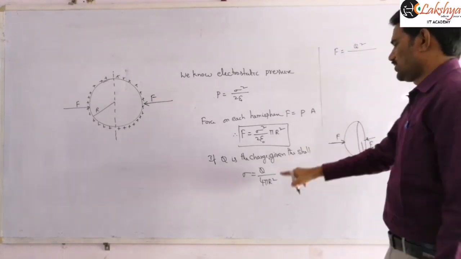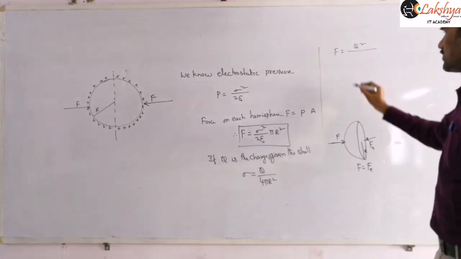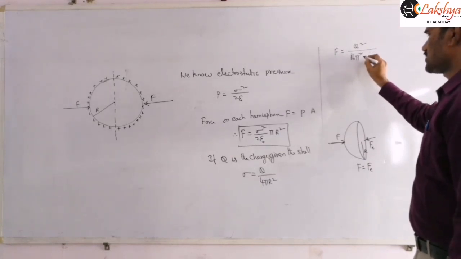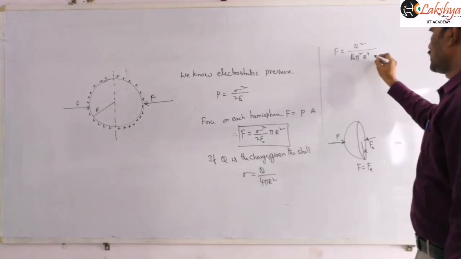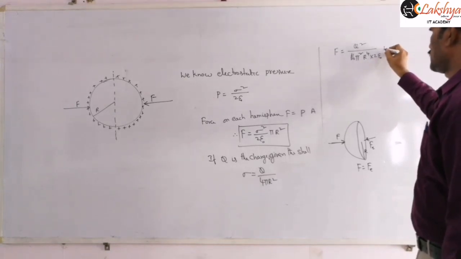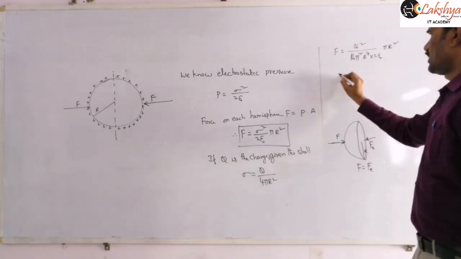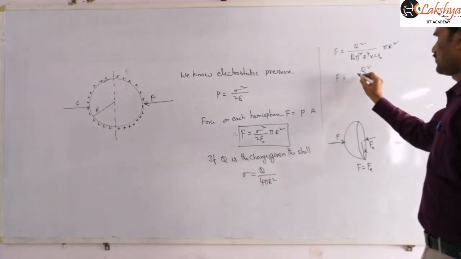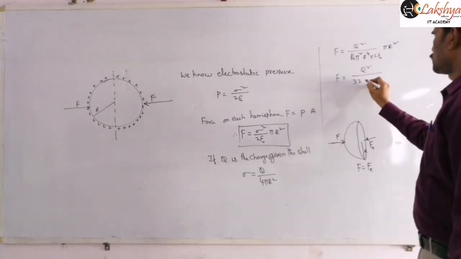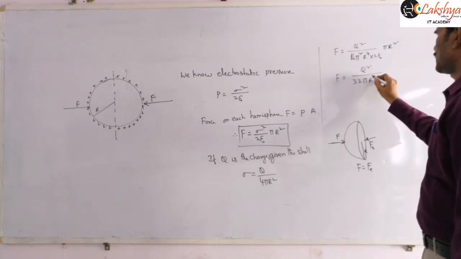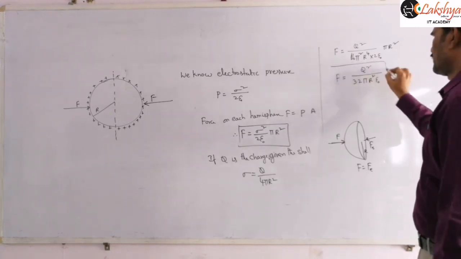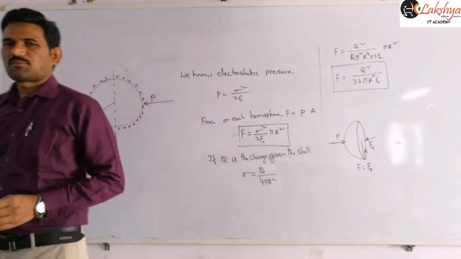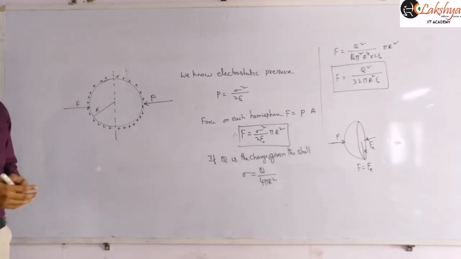Directly I am writing q square, so sigma square means q square by 16 pi square r power 4, into 2 epsilon naught into pi r square. Now the pi r square will be cancelled, giving q square by 32 pi r square epsilon naught. This will be the force that should be applied on each hemisphere, so that it remains in equilibrium.